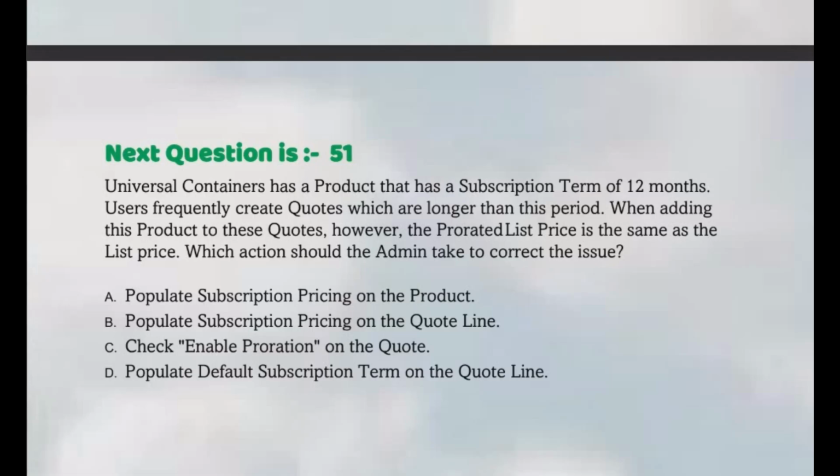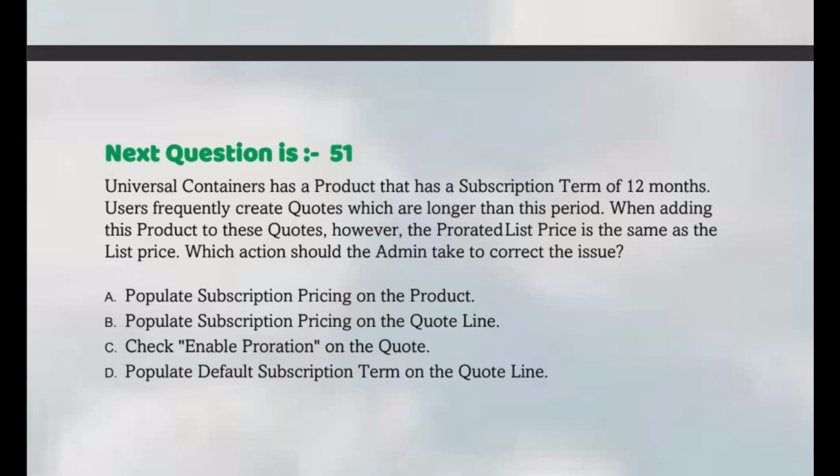Question is, Universal Containers has a product that has a subscription term of 12 months. Users frequently create quotes which are longer than this period. When adding this product to these quotes, however, the prorated list price is same as the list price. Which action should the admin take to correct the issue?